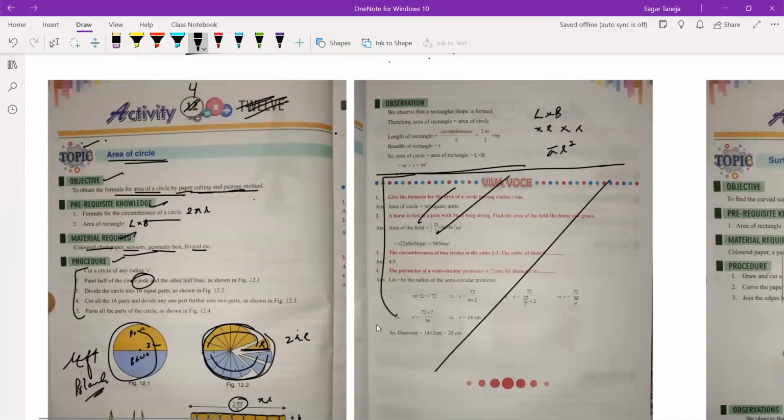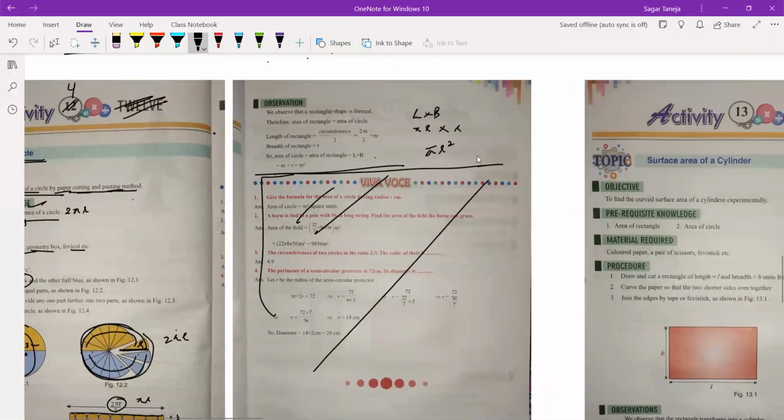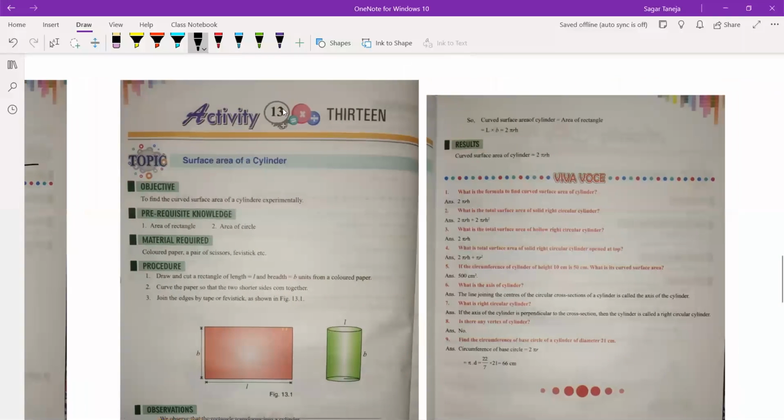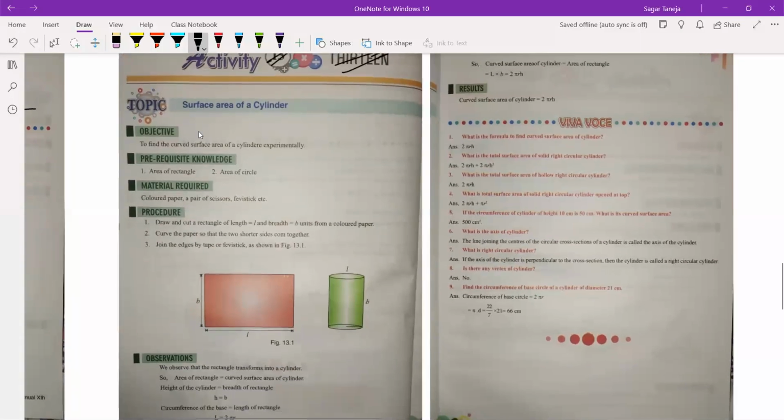Is it clear how you have to manage these activities? After this, the next, you can write it is activity 12, but you have to write activity 4, because it is the fourth activity that we are discussing. After this, activity 5, which is actually the 13th. Activity 5 is related to the surface area of a cylinder.